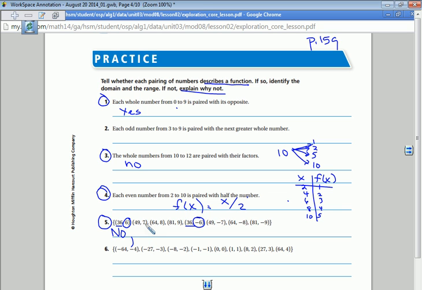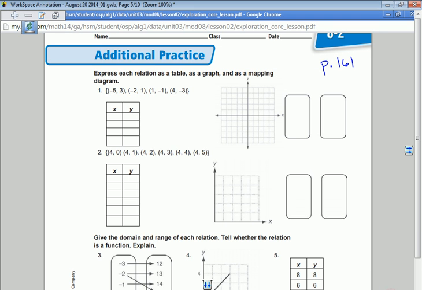Yes, sir? Oh, you could say no because it does not pass a straight line. We're going to do that next, whenever I give you a graph. Okay? So, in this case, the input 36 is paired with 6 and negative 6. Each input can only be paired with one output.